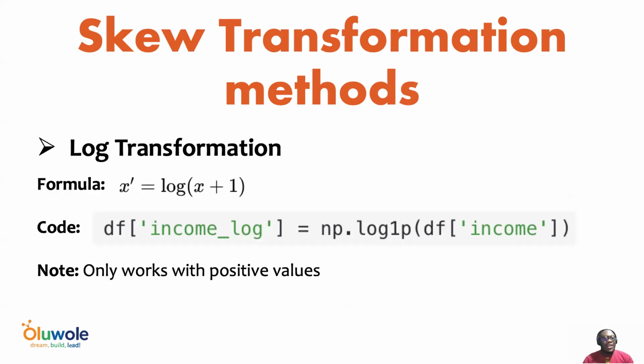You have what you call the log transformation. The formula is what? S bar equals log of x plus 1. This only works with positive values. So you have your positive skewness, moving towards an angle. How do you bring the positive values that are going to the right extreme back to form what?